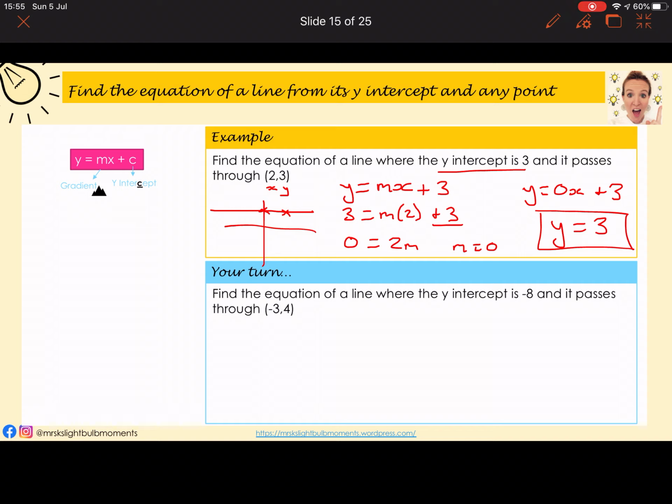Okay, finish off what you're doing. And let's check your work. We should have got y equals mx minus 8, then substitute your values in. 4 equals m lots of minus 3 minus 8. So m would be minus 4, because 12 divided by minus 3 gives you minus 4. That means your equation will be y equals minus 4x minus 8.